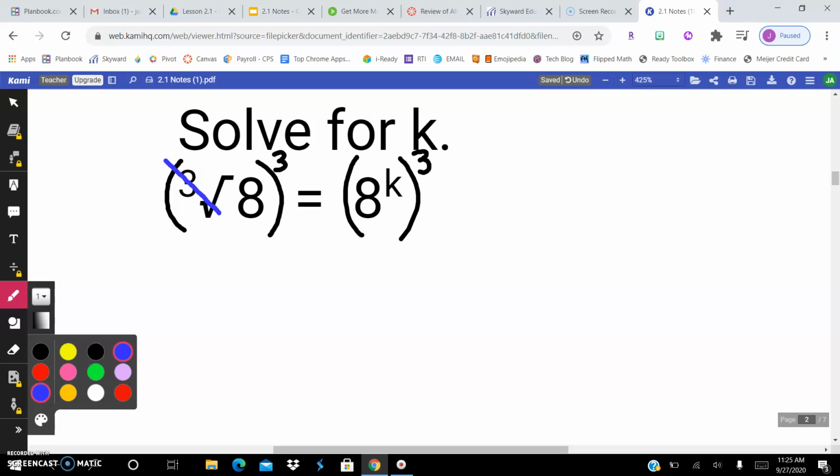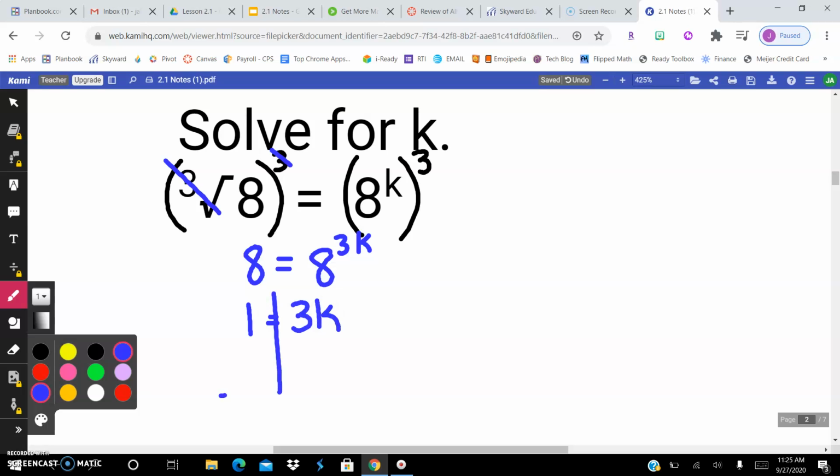The cube root and the cube will cancel out, and we will be left with 8 on this side. And on the other side, our base is 8, and we have k times 3, or 3k. And that same rule applies: if we have the same base and they're set equal to each other, then their exponents have to be the same. So the 8 really has an exponent of 1, and the 8 on the right-hand side has an exponent of 3 times k.